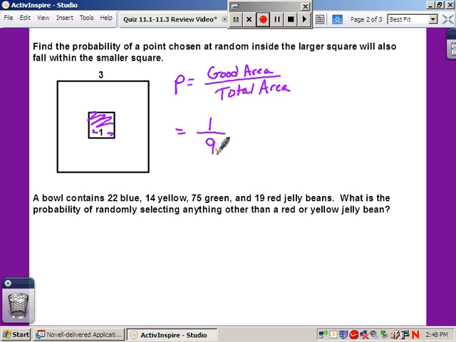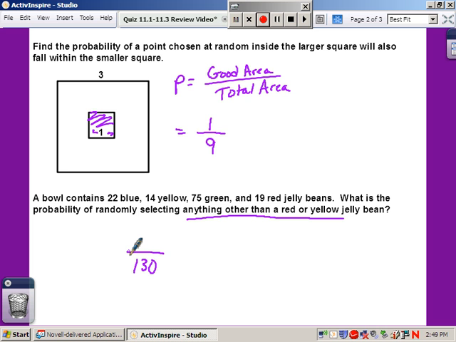So the next one says a bowl contains 22 blue, 14 yellow, 75 green, and 19 red jelly beans. What's the probability of selecting anything other than a red or yellow? Anything other than red or yellow. So first thing I need is all of the total jelly beans. You gotta add up 22, 14, 75, and 19. I get 130 total.